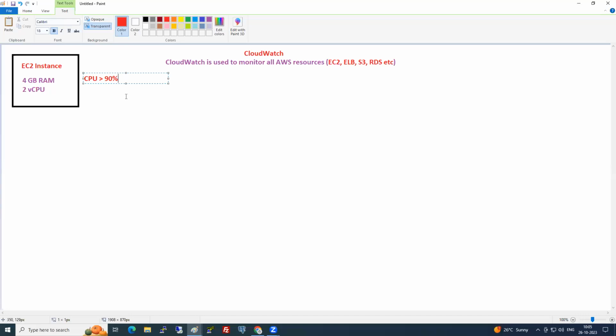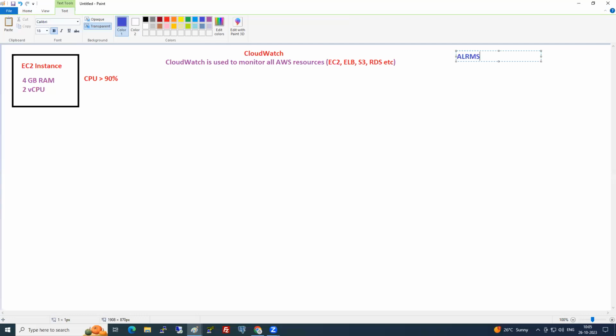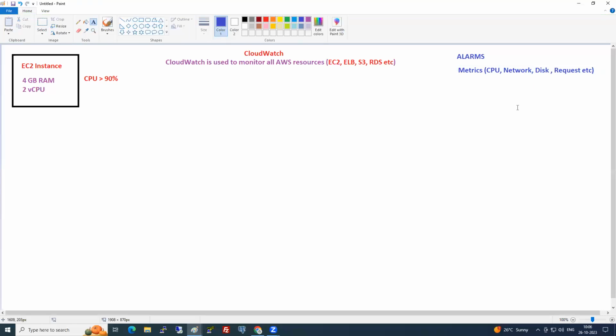So we need to create alarms. What we need to create? Alarms. So you can use metrics. What is a metric? CPU is one metric. Network is one metric. Disk is one metric. Based on requests also, you can create alarms. So you can create an alarm based on CPU, based on network, based on disk, on requests, anything you can create.